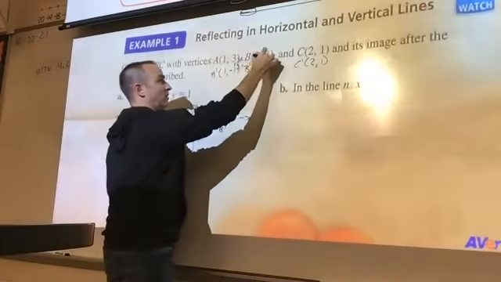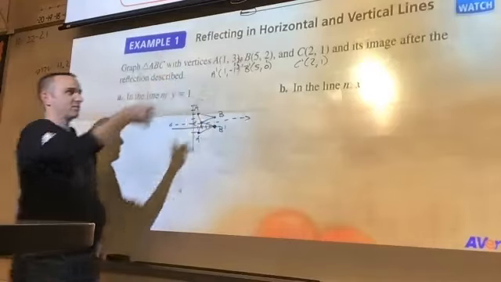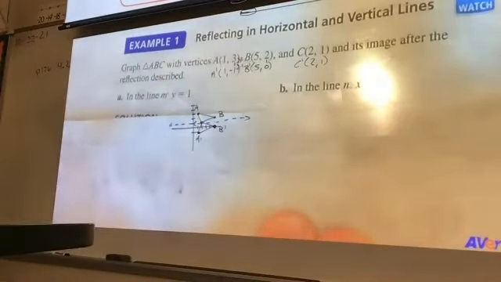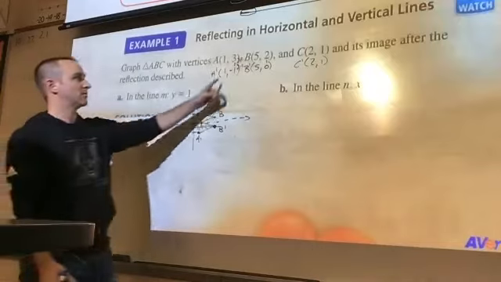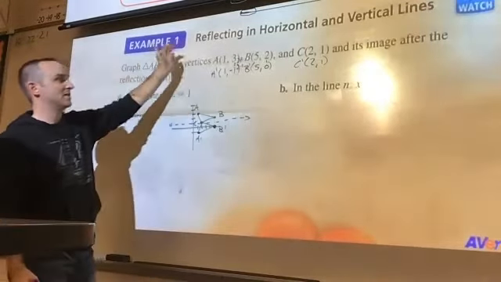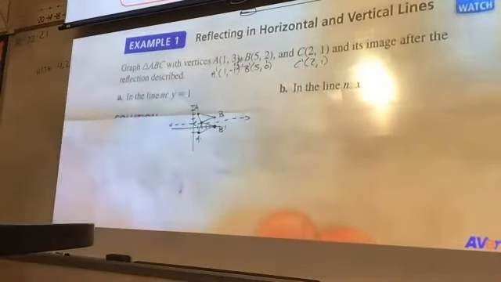Here I subtracted 1 to get to that line of reflection, subtract 1 more, get to 0. The x stays the same. So that's what we're looking at. The x value stayed the exact same because we're just moving up and down. The y is whatever I did to get to that line of reflection, do it again to get to the other side.